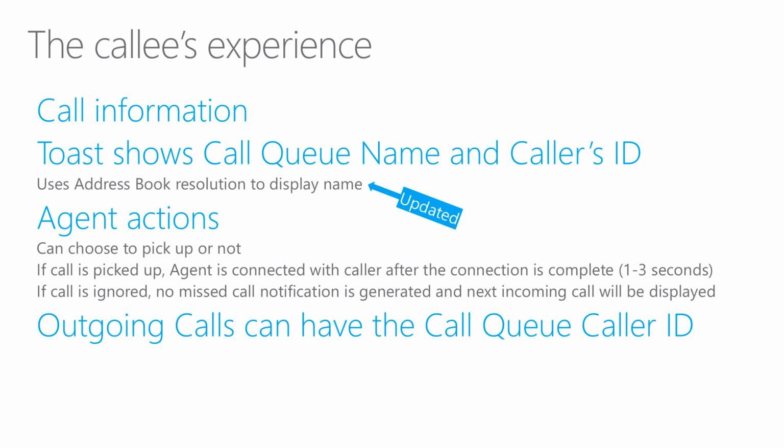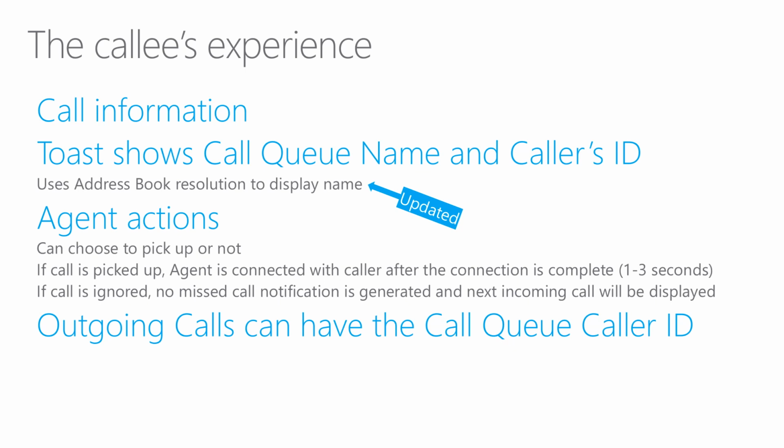So what's the experience of the callee? When I'm an agent and getting the call, I will get call information, and the toast will show me the call queue name and the caller's ID. We will use address book resolution to display the name. My actions that I can do, I can either pick up or not.